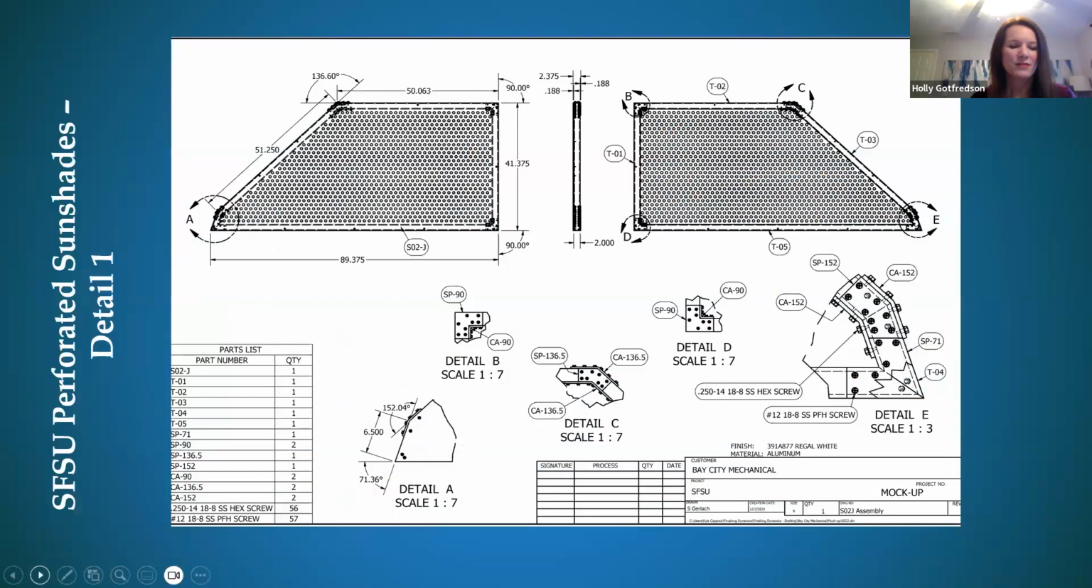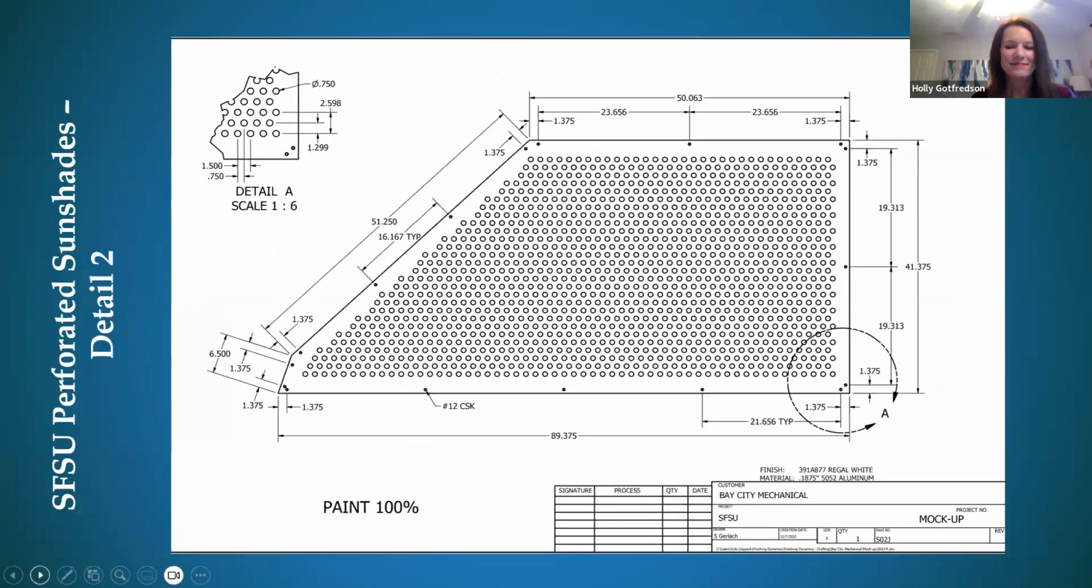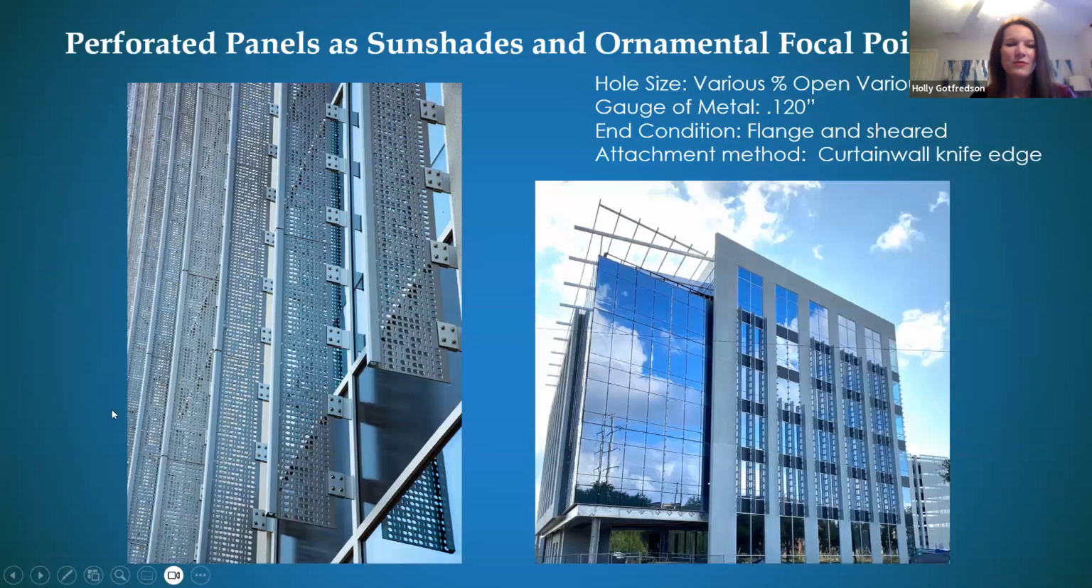These are a couple of the details for that project here. And then here we have some perforated panels as sunshades. Now this is a very simple fin. It's a really nice perforated pattern, and then some industrial clips attached to the glass there and the curtain wall. And so it really turned out beautiful. It's a very simple design. It was on a tech center in Charleston, but it really does add a nice detail overall to this project. And the end condition here was flange and sheared edge.